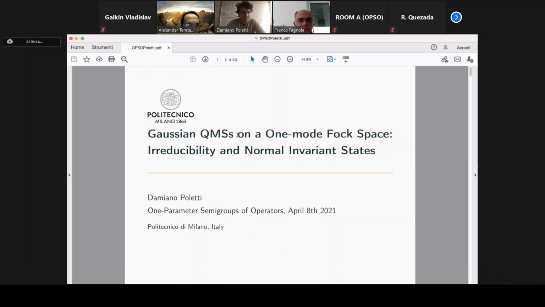Markov semigroups on a one-mode Fock space, irreducibility and normal invariant states.